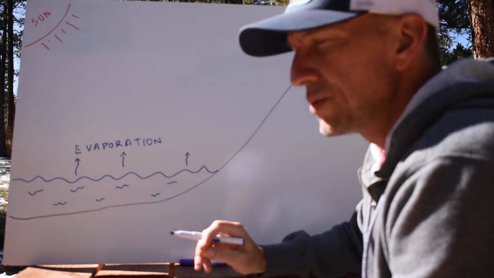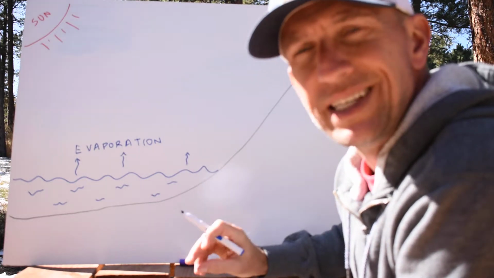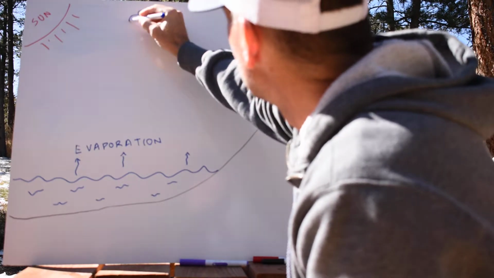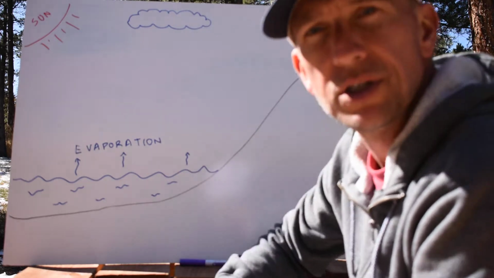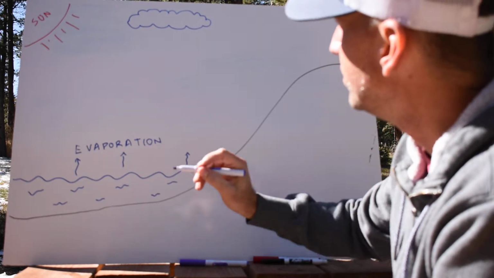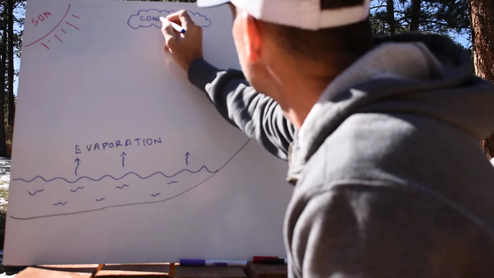Okay. This water vapor rises up in our atmosphere. It cools and condenses onto dust particles. Okay. And then those big white fluffy things, which are just a big pile of water vapor and dust particles, we call clouds. And that process is condensation.